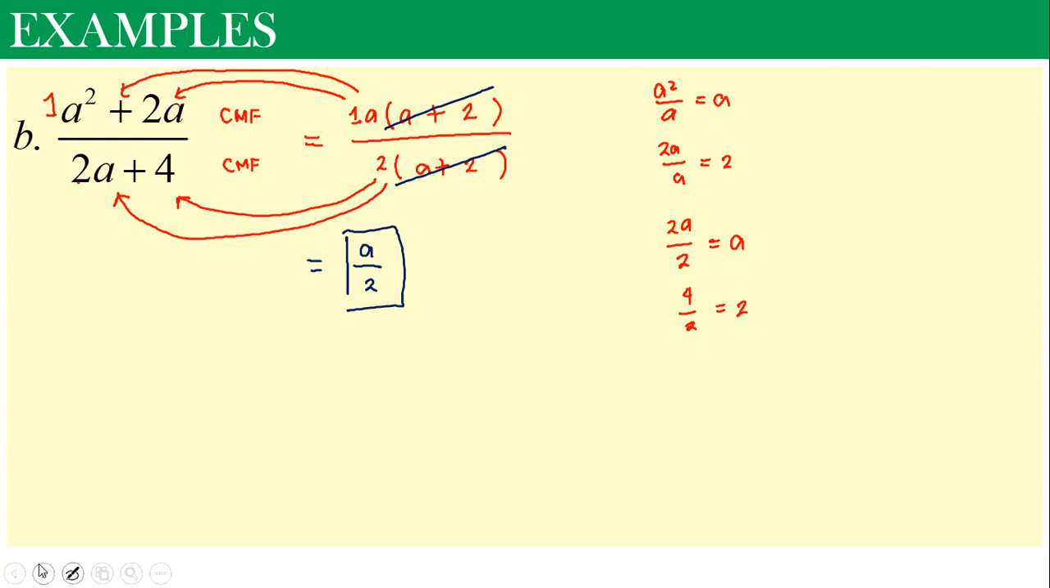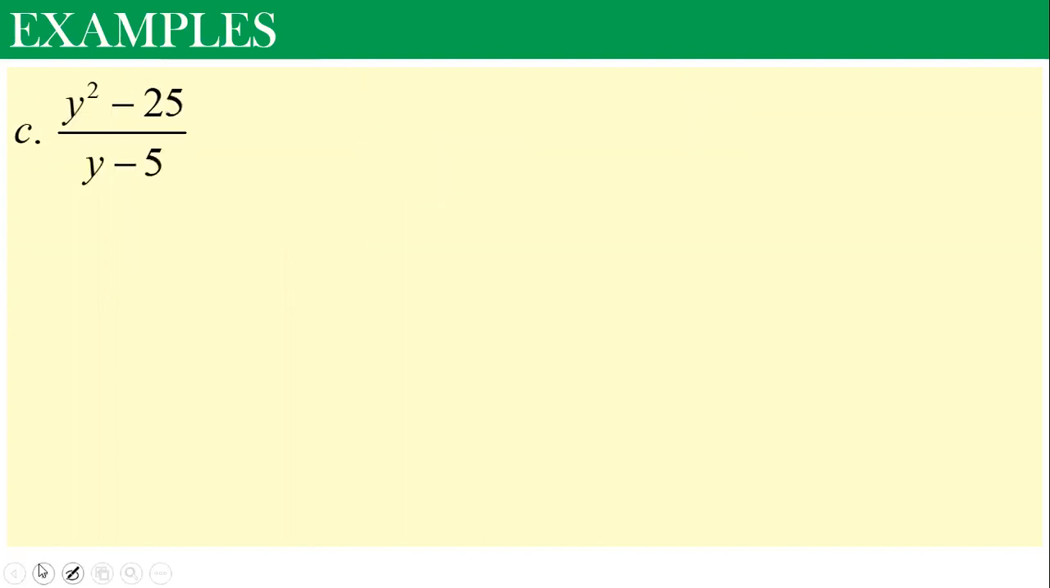Next, let's have letter B. For letter B, we have y squared minus 25 over y minus 5. In this case, we will use the DTS, difference of two squares, for the numerator. And then sa denominator, di na natin siya gagalawin. Okay? So we have y squared minus 25.